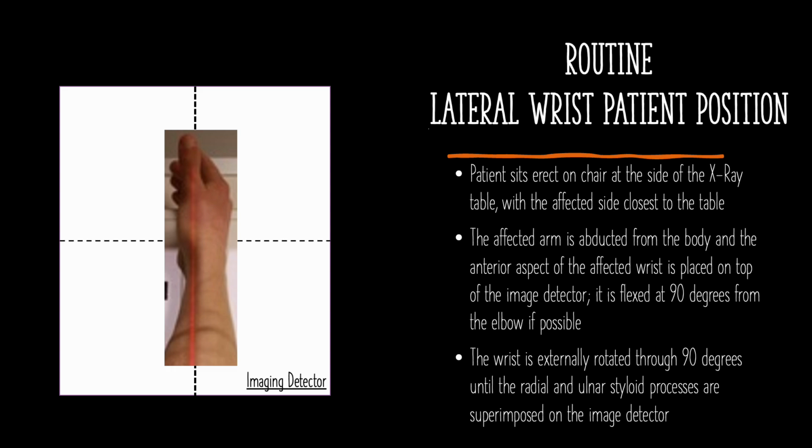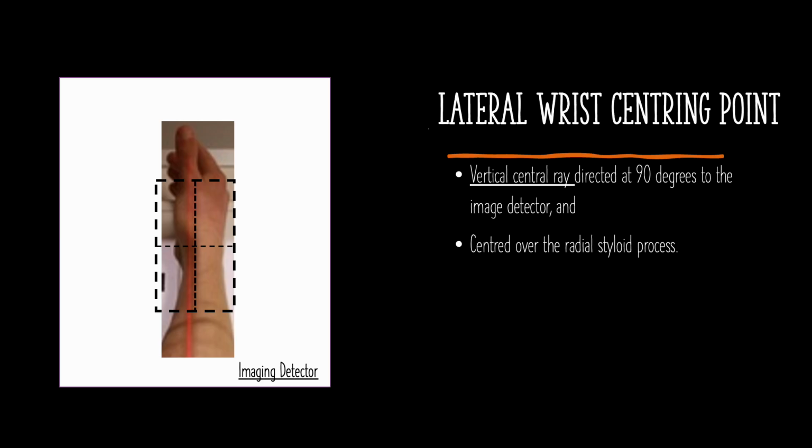From this position, the wrist is externally rotated through 90 degrees so that our radial and ulnar styloid processes are superimposed on the image detector. And we can see the position on the image on the left of this slide here. Our centering point, as always, is very important to understand and know. So our centering point is going to be a vertical central ray centered directly over the radial styloid process. And we can see this in the image on the left here of this slide.